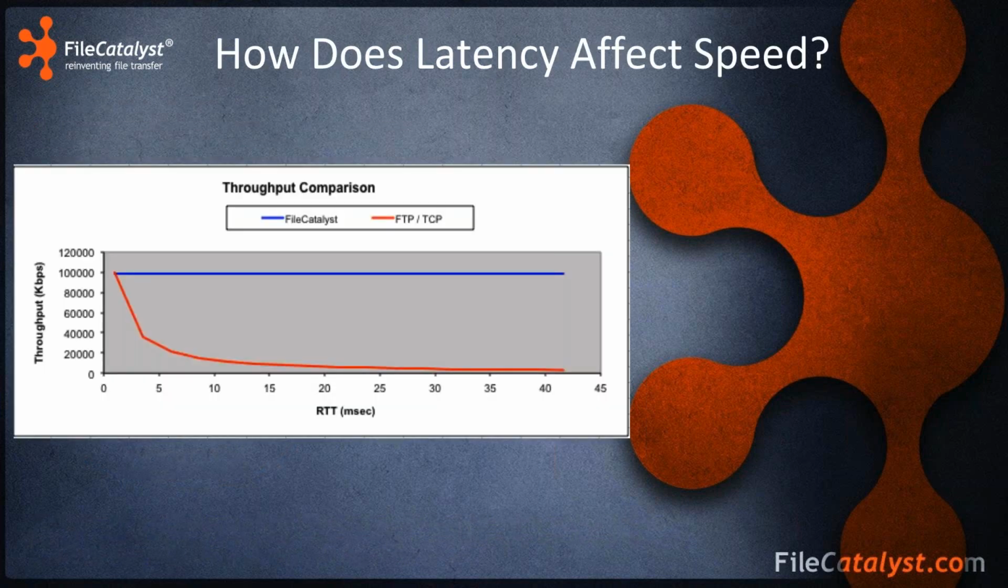So how does latency affect speed? If you look at the comparison between FileCatalyst and FTP, let's take an example. You have a 100 megabit per second link. So you can see your x-axis of the RTT and your y-axis of the throughput. As the latency increases, this is the RTT, you'll notice that FTP, which is the red line, starts dropping, and it will drop down to a crawl based on how much latency you inject into the network. Whereas with FileCatalyst, we are immune to that latency, so we don't care how far the two endpoints are, or how long it takes to send a packet and get an acknowledgement. We'll guarantee you transferring files across that link as fast as possible.